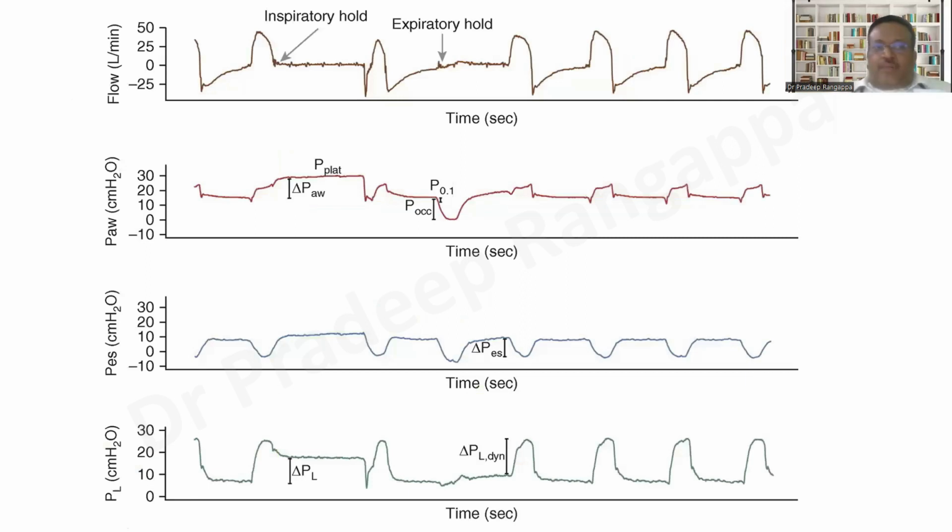And these are the various waveforms. Here you see the flow time, and here you see the plateau pressure that is being measured. This is the esophageal pressure, and this is the transpulmonary pressure waveform. This can be shown in the exam, so just pay attention to all these graphs.